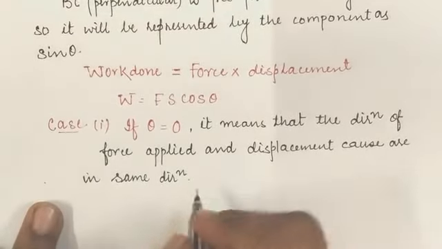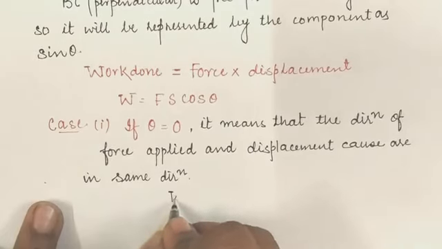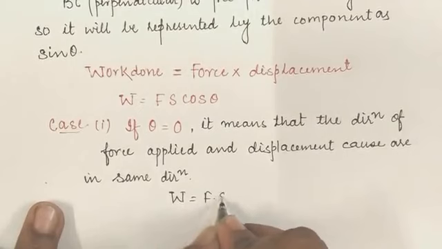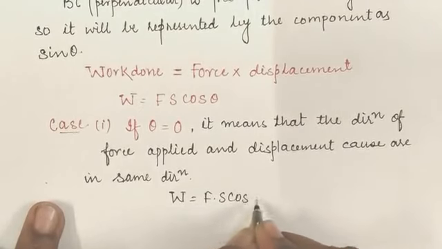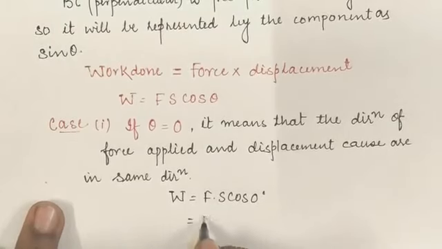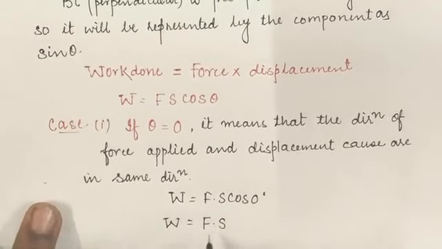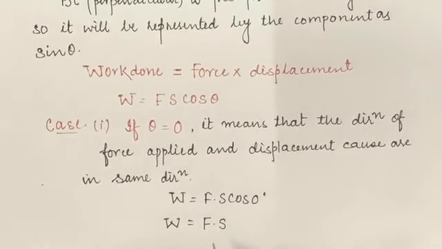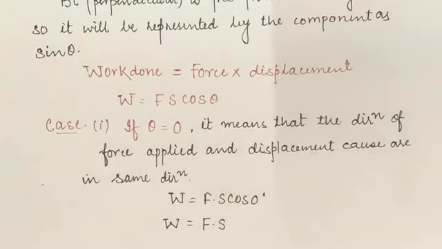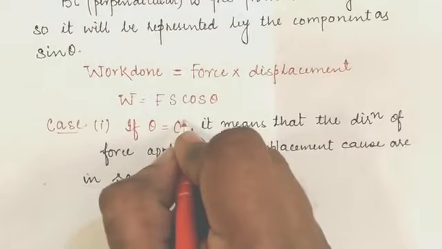In this condition, work done W is equal to F into S and cos 0, and since we know that cos 0 is equal to 1, we will get the product as F into S. It means that in this condition, when the direction of force and displacement are both the same, it means the angle between them is 0 degree, then we will get the positive work done.